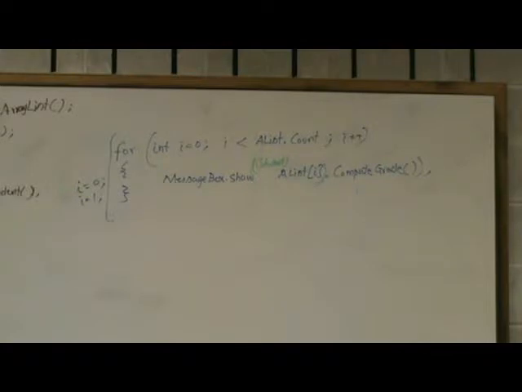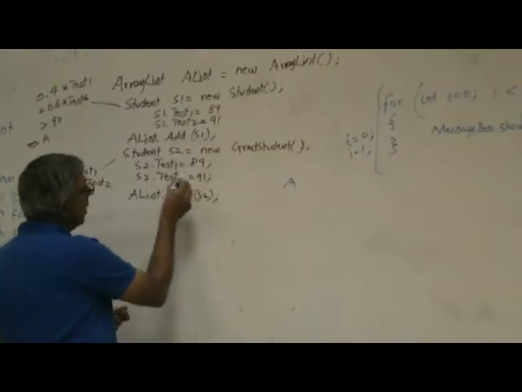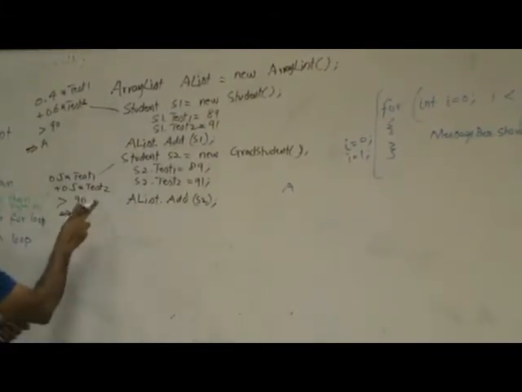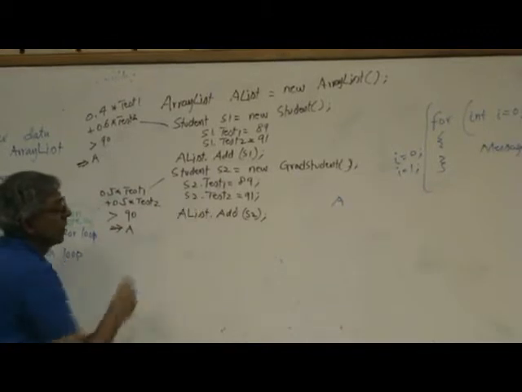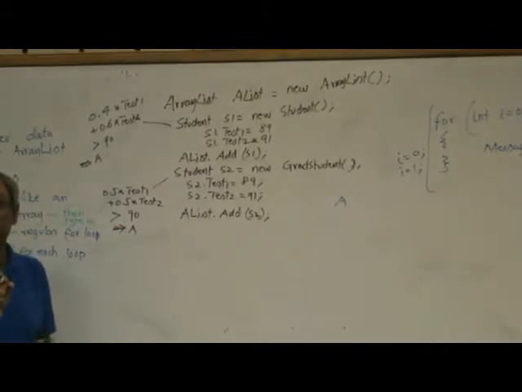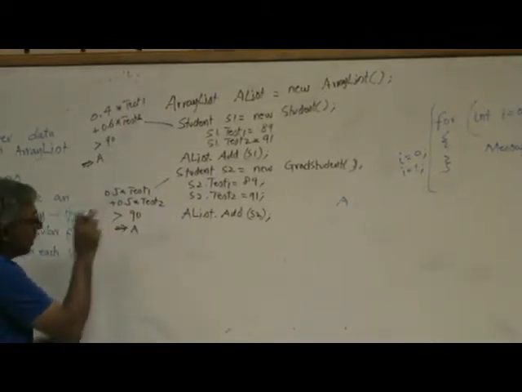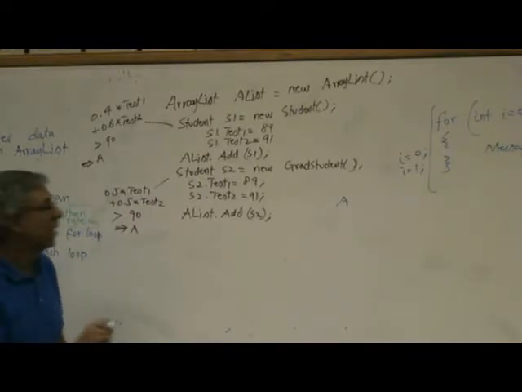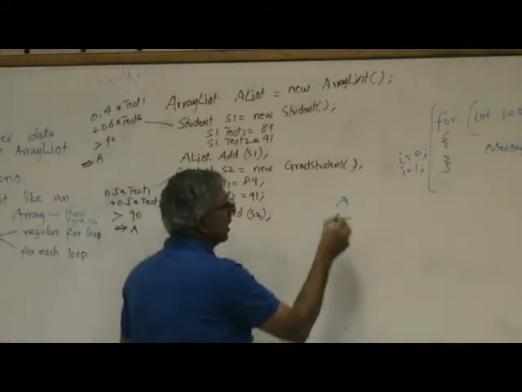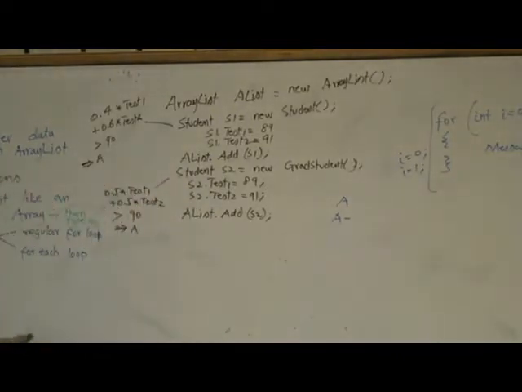So first time through the loop, what will it print out? What grade will it print out in this example? A. Second time through the loop, what will it print out? A. No, because 0.5 times 89, 0.5 times 91 is exactly 90. Yep. A minus. But we have to be greater than 90 to get an A. So it will print out A minus, right? Okay, so that's one way of looping through, right?